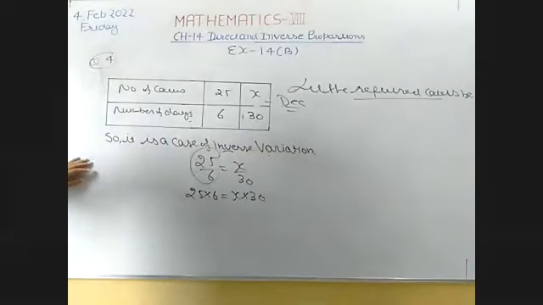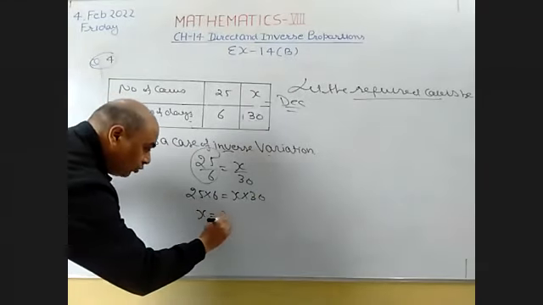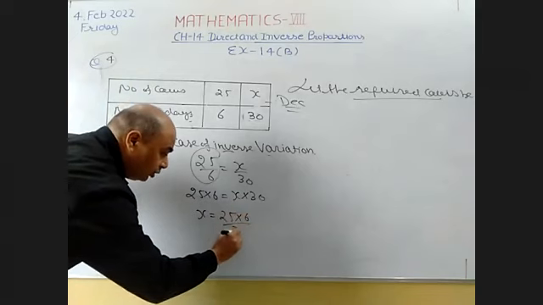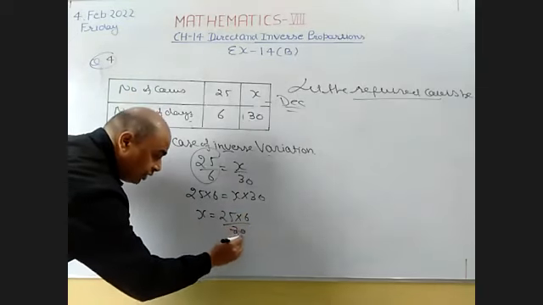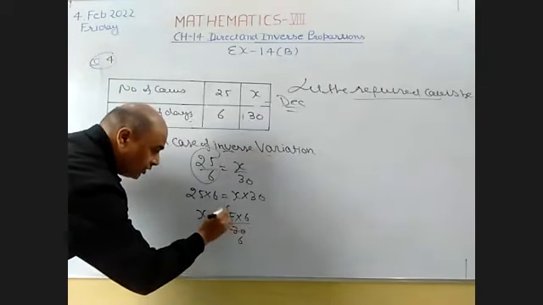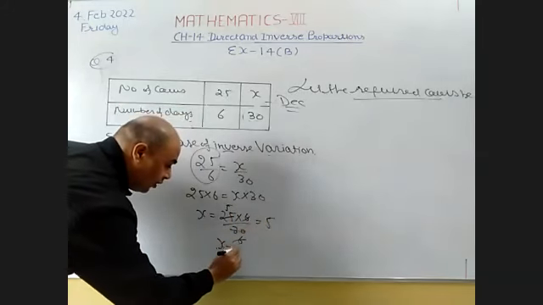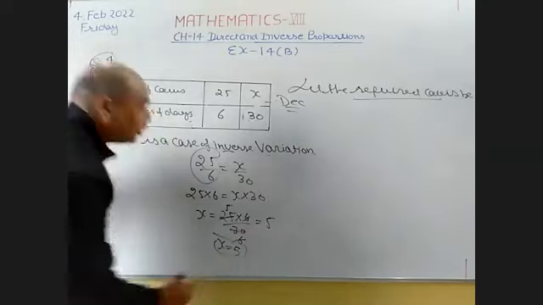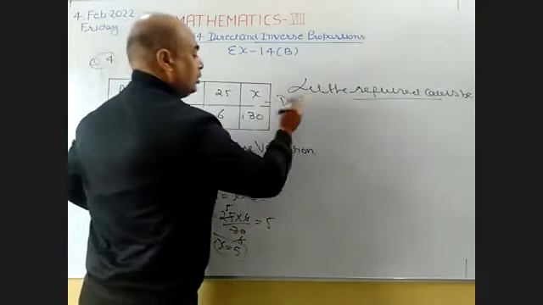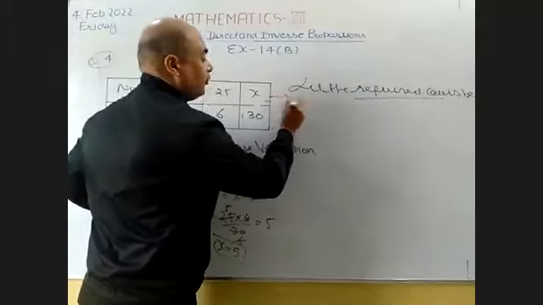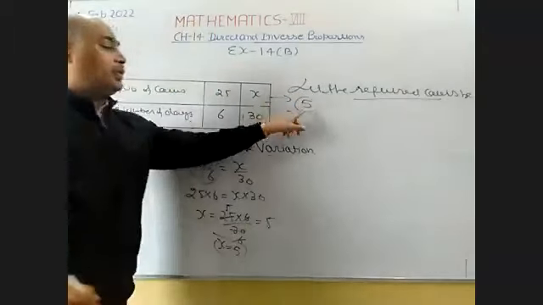Now you want to find the value of X. The value of X becomes 25 into 6 upon 30. Now 5 sixes are 30, 5 fives are 25, and 6 cancels with 6. So X becomes 5. It means the required number of cows is 5.